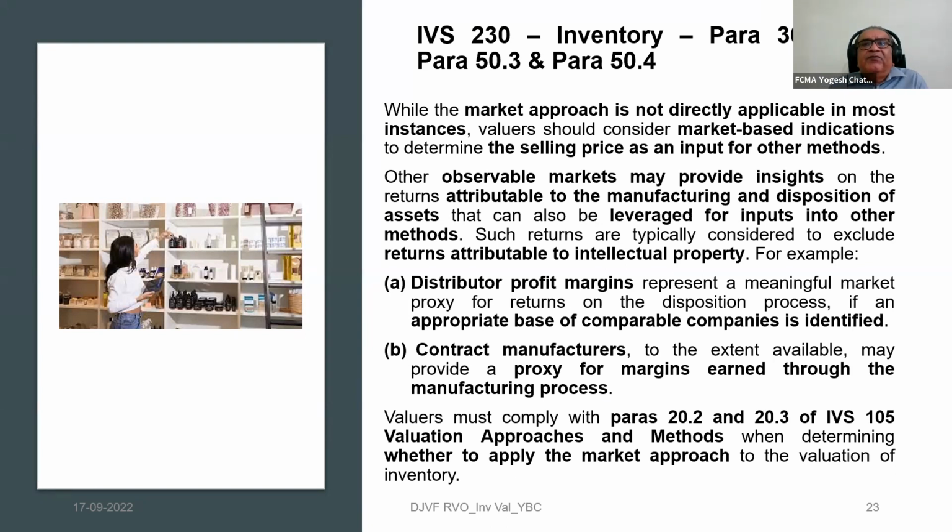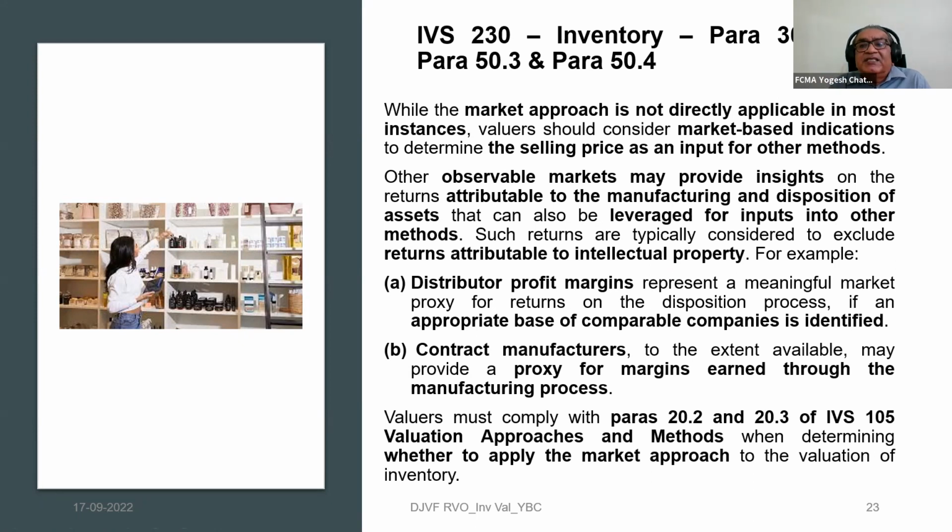So this is para 50.3 and para 50.4. While the market approach is not directly applicable, in most instances, valuers should consider market-based indications to determine the selling price as an input for other methods. And other observable markets may provide insights on the return attributable to the manufacturing and disposition of the asset that can also be leveraged for inputs into other methods.